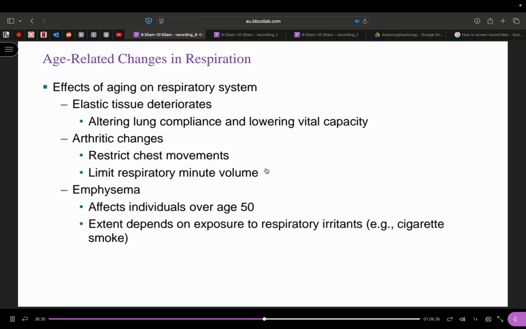Okay. What happens when we get old? Well, when we get old, if you heard me coughing a little bit today, I don't have a cold or anything. I'm just getting old. What happens when we get old is the elastic tissue in our respiratory system starts to deteriorate. We basically get a number of things that can happen as well. Arthritis can kick in and restrict the chest movements and limit your respiratory minute volume as well.